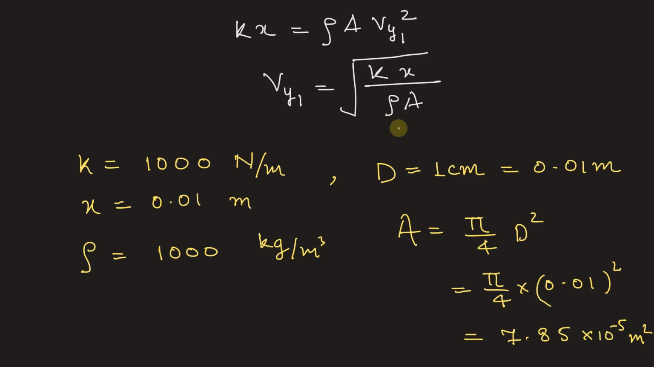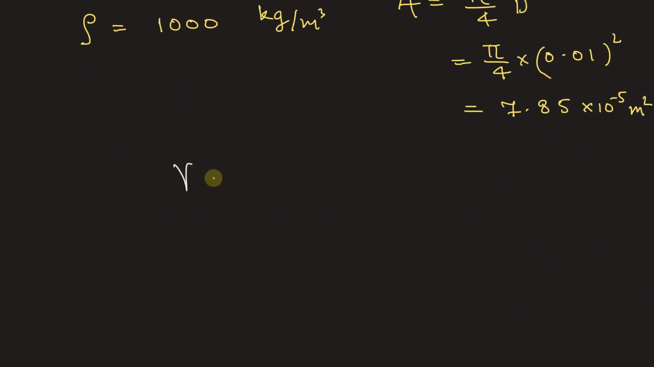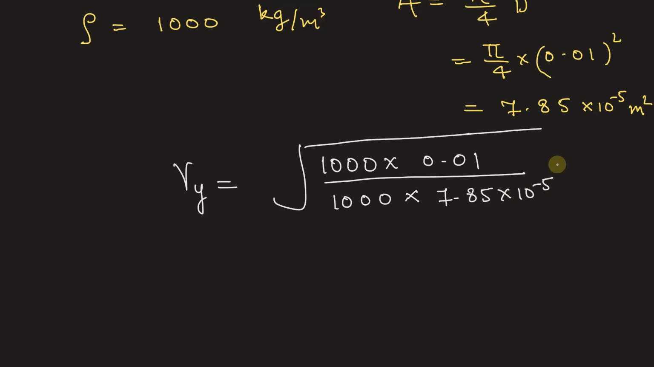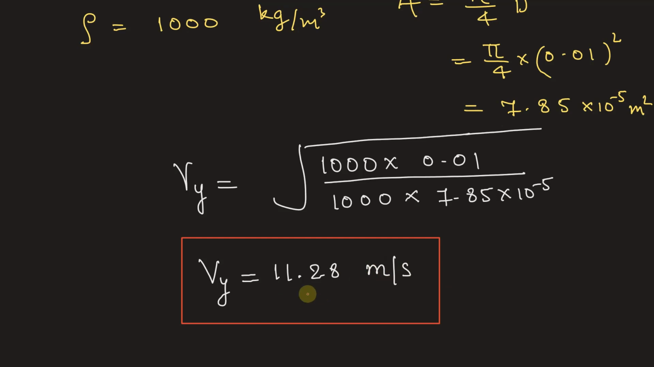Now let's substitute all these values in this, let's say, equation number 3. So what we will get here, the velocity in y direction will be equal to square root of k. So k value is 1000 into 1 centimeter, that is 0.01 meter, divided by density, that is 1000, multiplied by 7.85 into 10 to the power of minus 5. This is area. So this value comes out to be, so Vy we will get 11.28 meter per second. So if we round it off to one decimal place, we can write it as 11.3 meter per second. Let's go back to the question and fill in the blank.